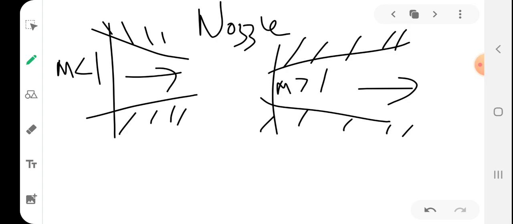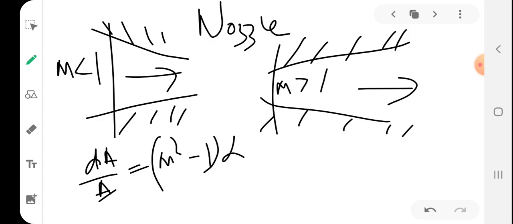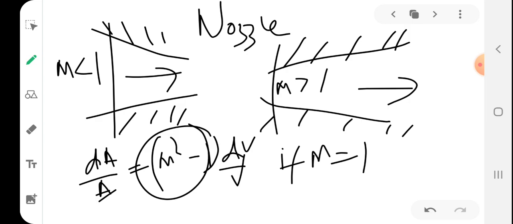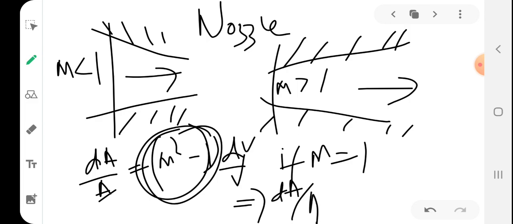So what about M equal to 1? What happens when M is equal to 1? Students, dA by A equals M square minus 1 times dV by V. So if M equals 1, this will become 0. So dA by A equals 0 means A is constant. Either A should be maximum or A should be minimum.